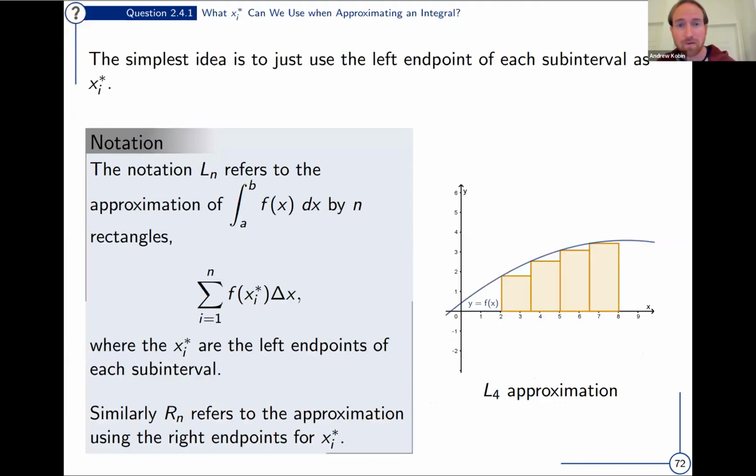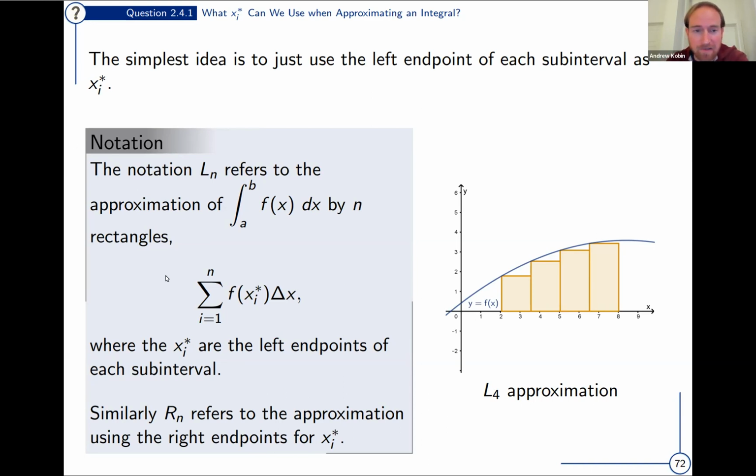So the simplest way to approximate the area under the curve of a function, and we'll stick with this setup for the rest of the video, is just to choose one of the endpoints of each subinterval. So let's start by choosing the left endpoint of each subinterval, and we'll use the notation capital L sub n to denote the left endpoint approximation using n rectangles or n subintervals to the definite integral, the integral from a to b of f of x dx.